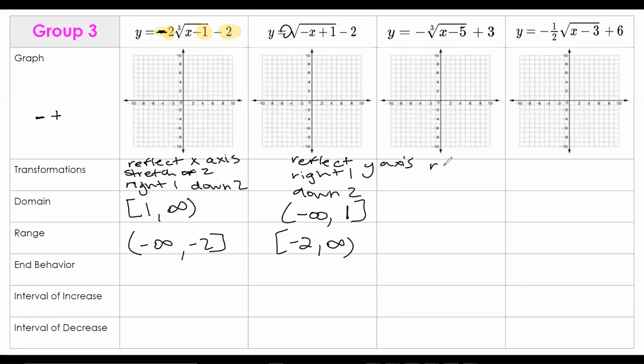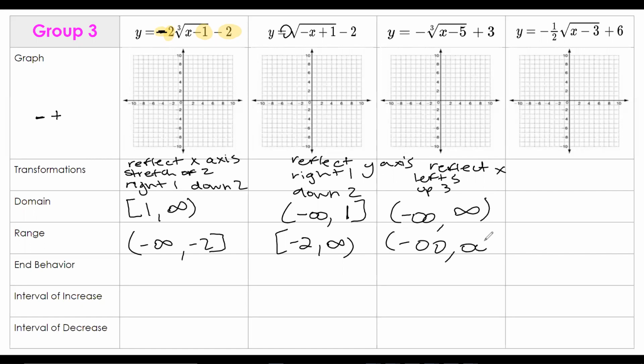We got a reflection across the x-axis. We've got a move left of five. And we've got up three. Okay. For our domain, infinity to negative infinity. Oh, it is a cubic root. I'm sorry, I didn't look at that. So we're going to have negative infinity to positive infinity.